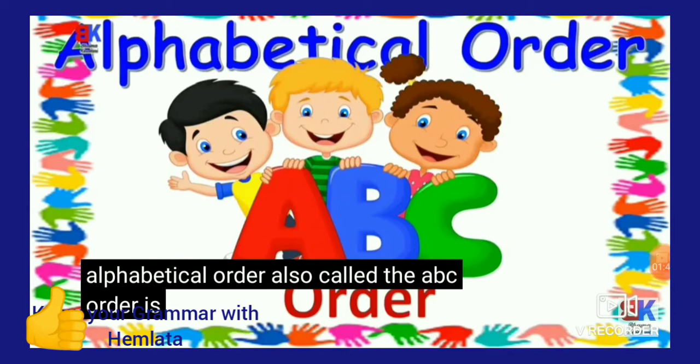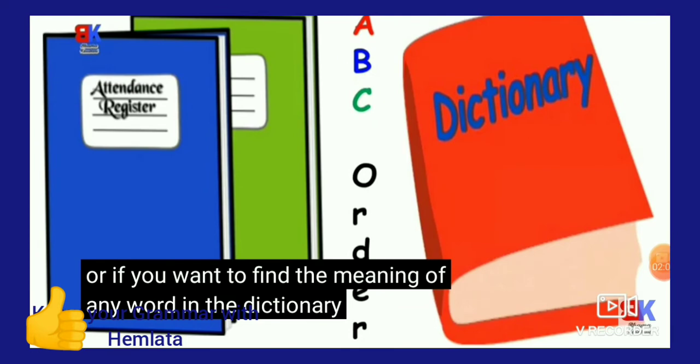Now, in another language, you can see that alphabetical order is called ABC order. ABC order means A, what comes after A, B, what comes after B, C, and so on. Okay. Now, take an example of the attendance register. Beta, every teacher takes your attendance in alphabetical form, so that you can find out the meaning of any word in the dictionary.